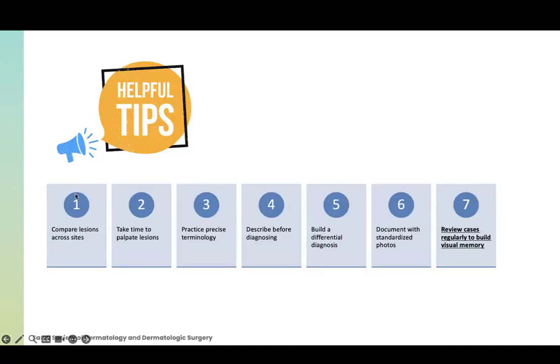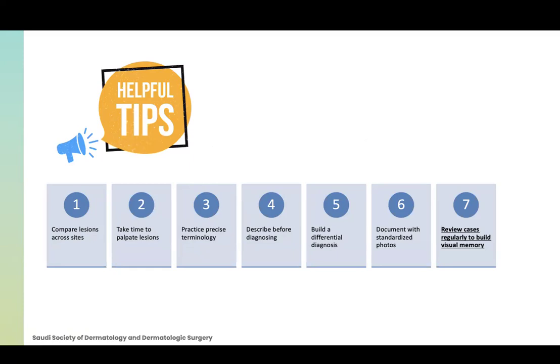So helpful tips: compare lesions across sites, and this is what we were just talking about. Take time to palpate the lesions. I always tell residents, palpate. Don't just look at the lesion. Practice precise terminology. This is very important. Practice it when you describe it to your physicians or to your colleagues, and also when you write it in your examination.